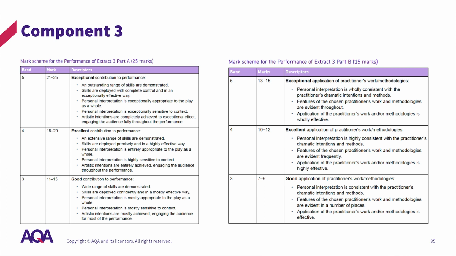Earlier on in this session, I mentioned that regulators require students to study and be assessed on the work and methodologies of two influential theatre practitioners at A-level, one of whom is assessed in Component 2, and the second one is applied to Component 3. Hence the reason for two sections of the marking grid, one focused on the student's performance of the text and the other on their application of the practitioner.